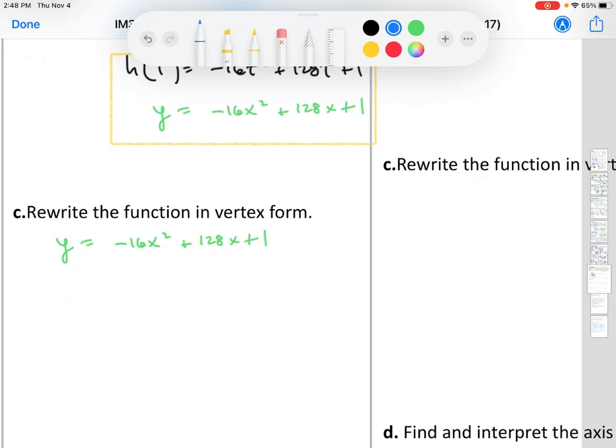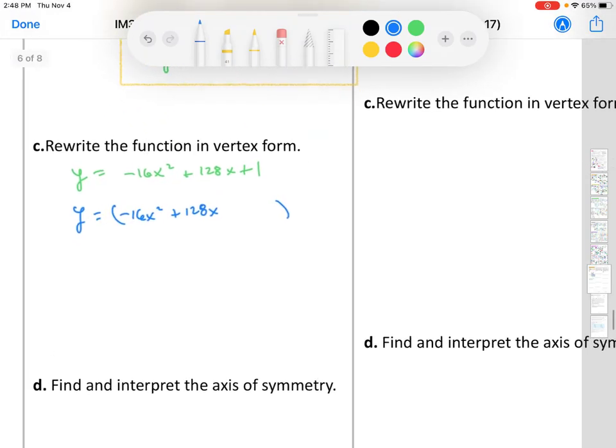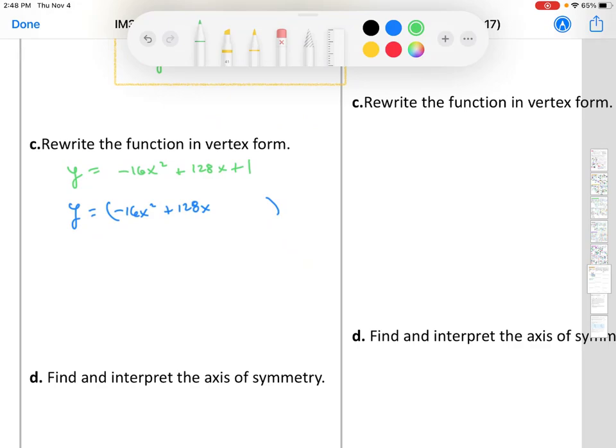Okay, so this would mean -16x squared plus 128x, and then to complete the square, before I do that, I'm going to factor out a -16. And 128 divided by -16 is -8x. I forgot my plus 1. Okay, so then inside the parentheses here, my b value is -8.